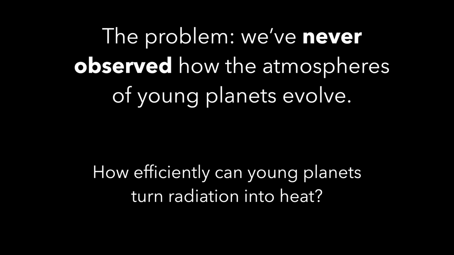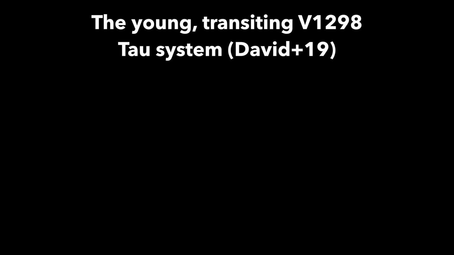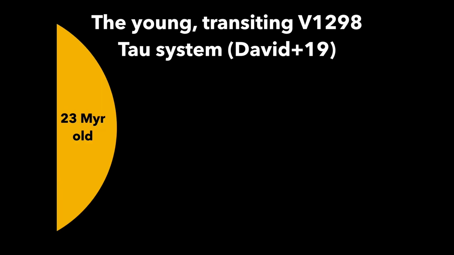To remedy this, we looked at the young transiting system V1298 Tau, which was discovered by Trevor David in 2019. Now, I'll clarify what transiting means in a second, but basically it just means that the planets pass in front of the host star with respect to our line of sight. Now, this system is 23 million years old, so it's young enough for us to observe atmospheric escape occurring in action.